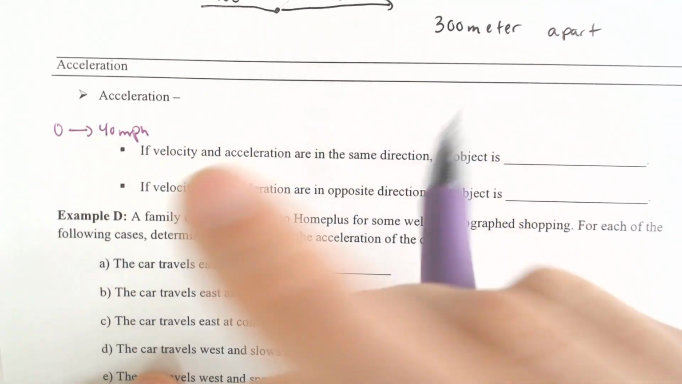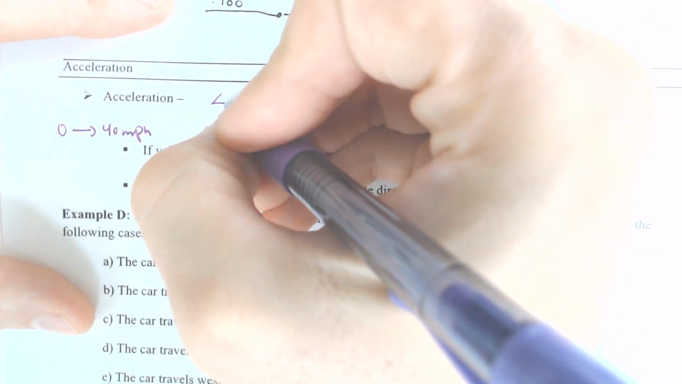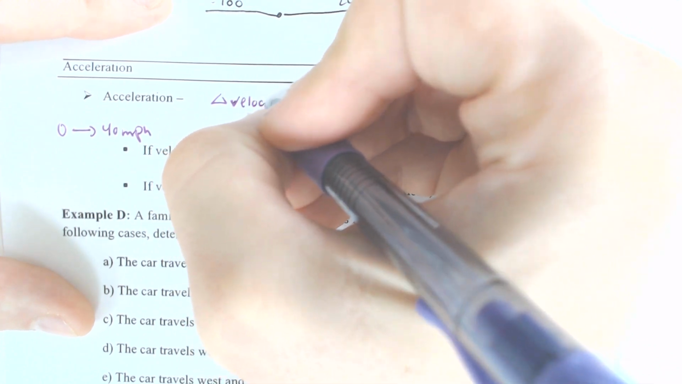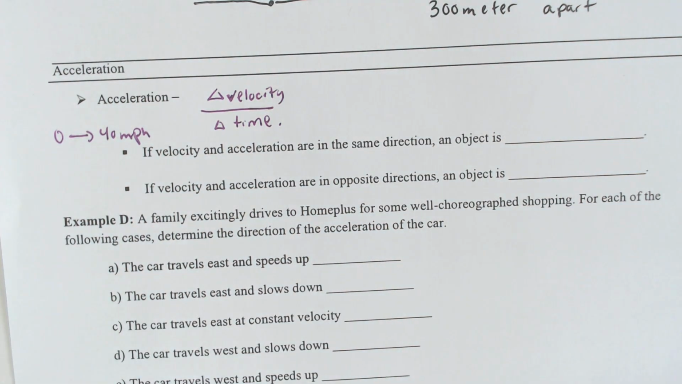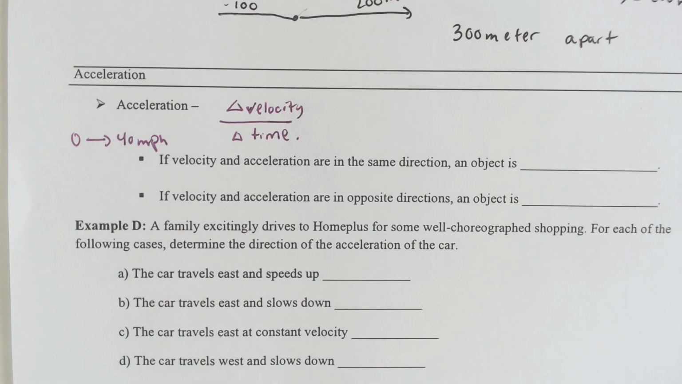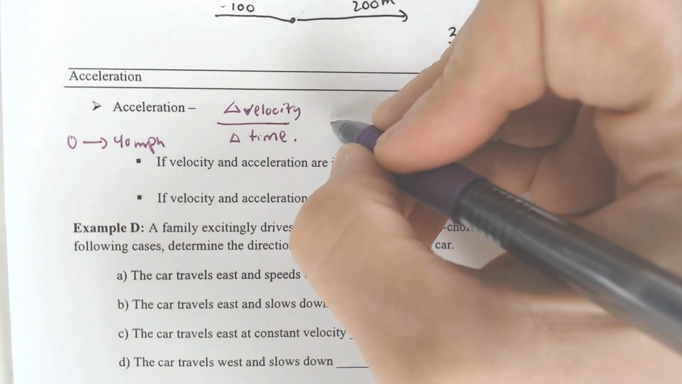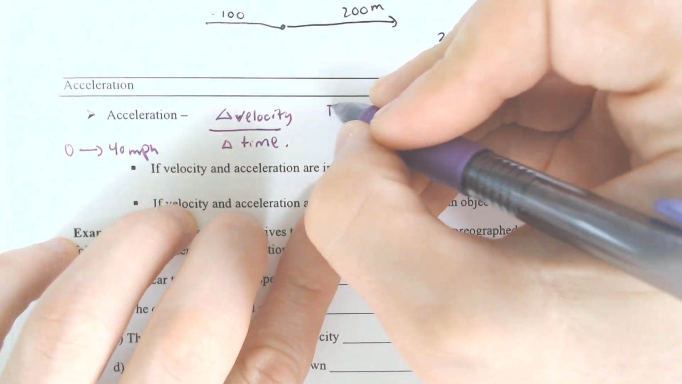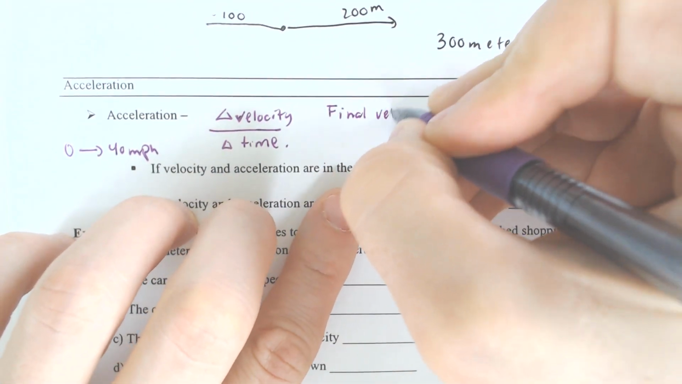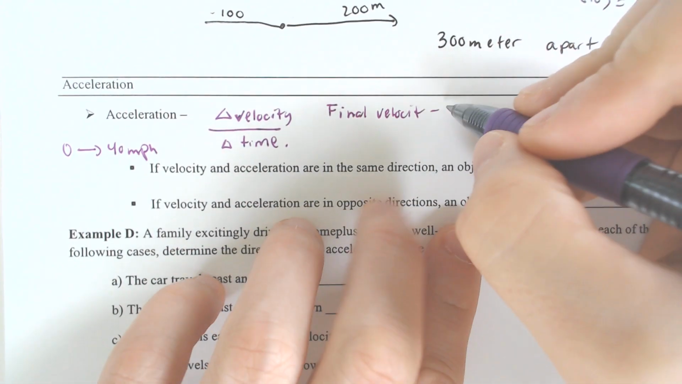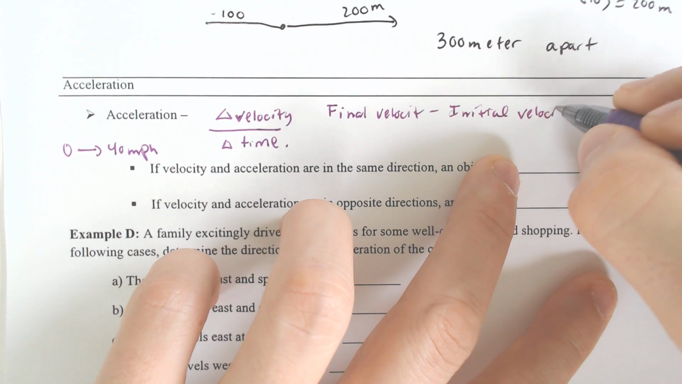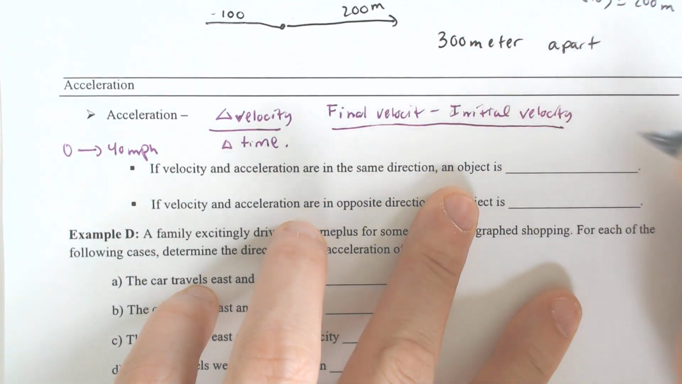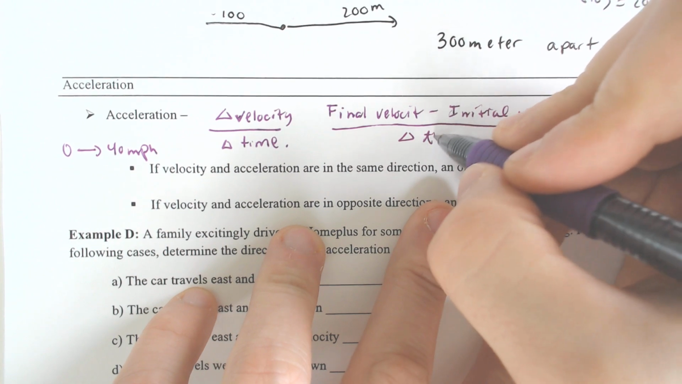Okay, so acceleration, the actual formula is the change in velocity over the change in time. So it is the average change in velocity over the average change in time. And you can get it by taking your final velocity minus your initial velocity and dividing by the change in time, or delta time.